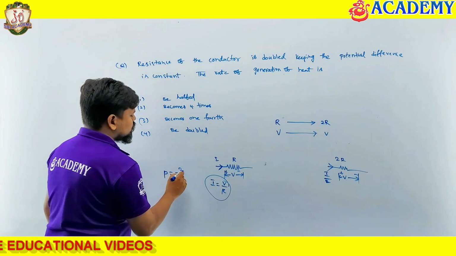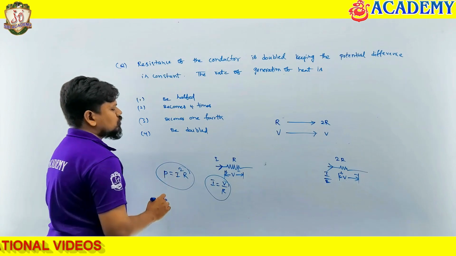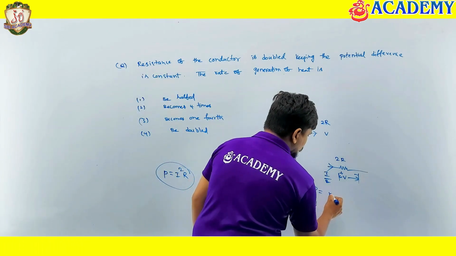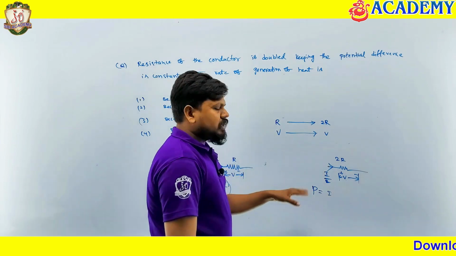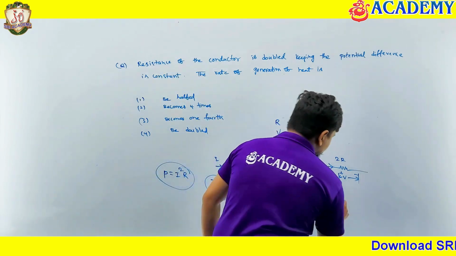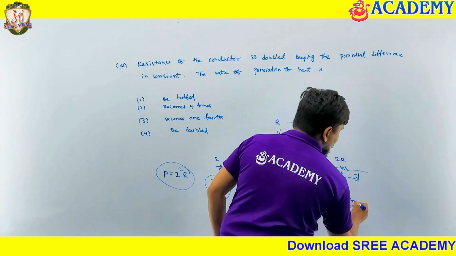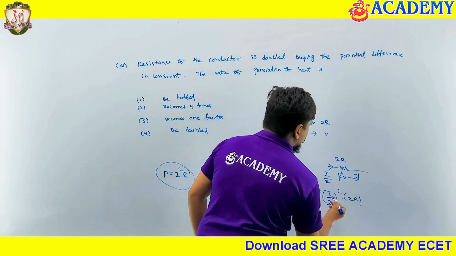Okay, P equal to I square into R. So I square into R it is. Same here also, if you just check P equal to I, what is the current here? Here current is I by 2. So I by 2 whole square into R. What is the value of R? It is 2R.